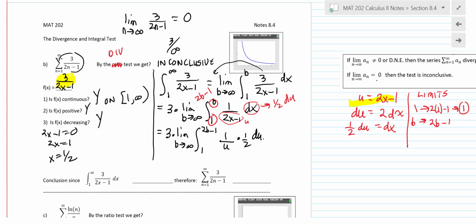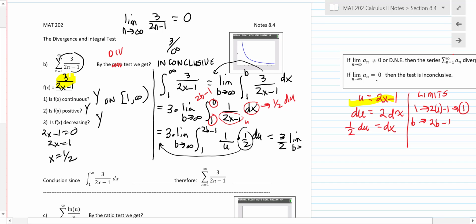Everybody with me okay? This is a pretty simple integral. This is not one that you should have any trouble with, hopefully. So what I'm going to do here is go ahead and take that constant out, so I'll have 3/2 times the limit as b goes to infinity. Now let's just think about this integral right there. That integral is a natural logarithm, right? So you're going to have the limit of the natural logarithm of u evaluated from 1 to 2b minus 1. Okay, like that. Evaluate your integral before you do the limit.